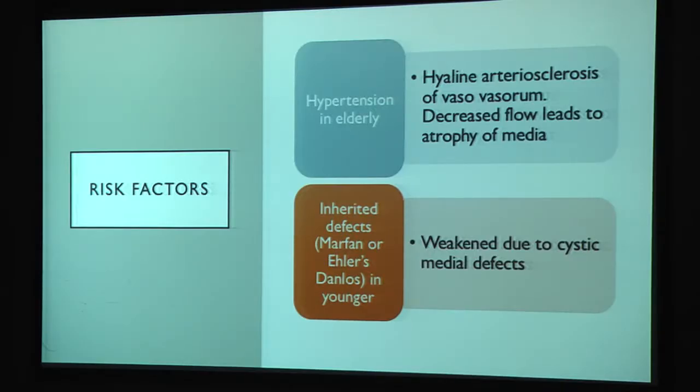So what are the risk factors? Well, the major ones that we see are hypertension, and this is because of the hyaline arteriosclerosis of the vasa vasorum. This decreased flow in these hypertensive patients then leads to atrophy of the media, and this patient had a history of hypertension. The other ones that you should have a high differential diagnosis of in these patients are those with inherited defects, so typically Marfan's, Ehlers-Danlos, and these are going to be younger patients than those that have hypertension. We can do the cystic medial defects.